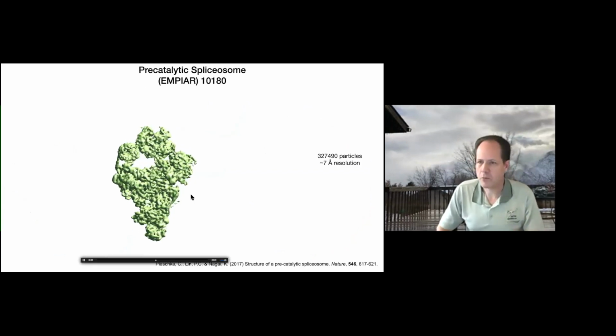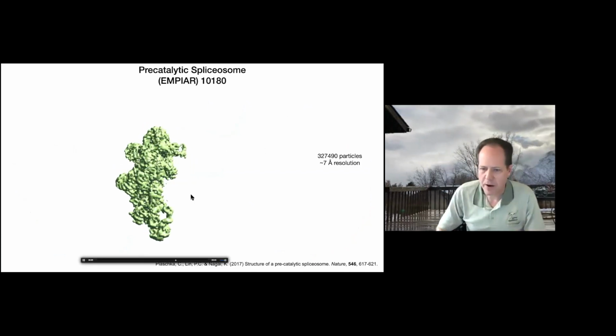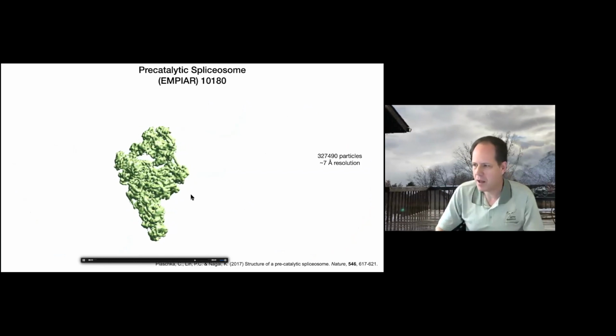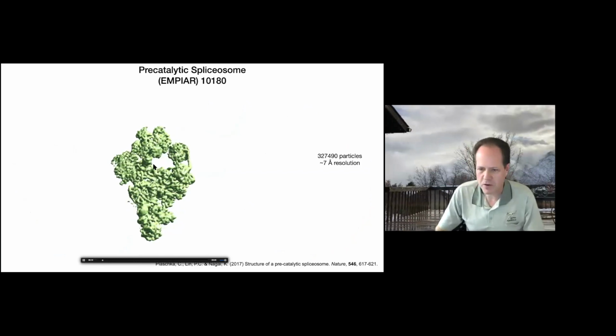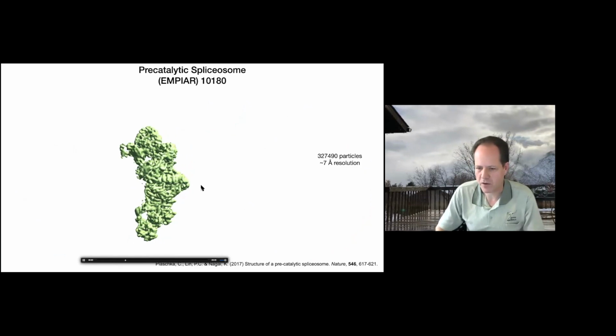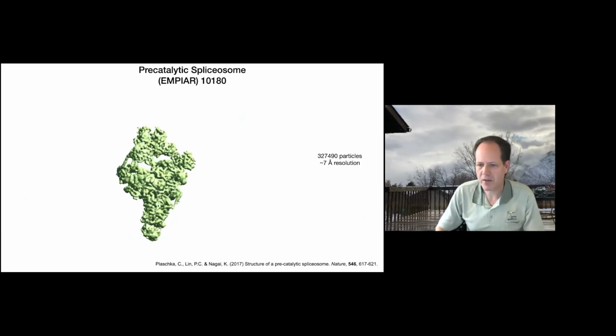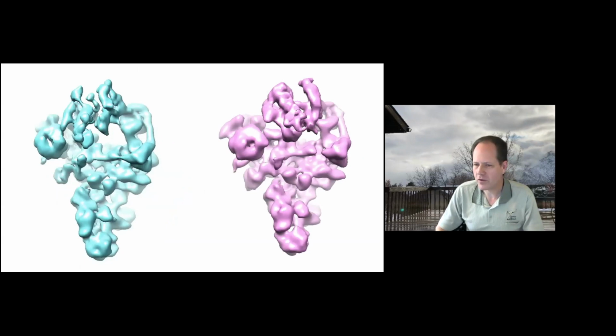So this is the precatalytic spliceosome. Again, this is an EMPIAR data set, so it's nice and publicly available. There's 327,000 particles, and you can make a nice 7 angstrom resolution reconstruction. So when we apply the dynamics method to this, here's one of the results that we get out.